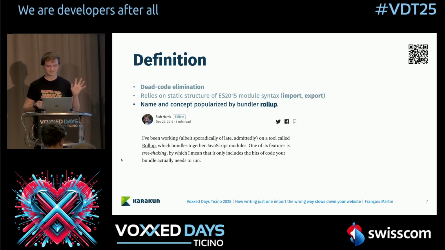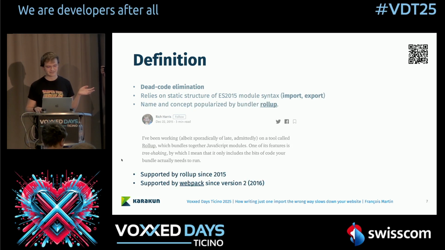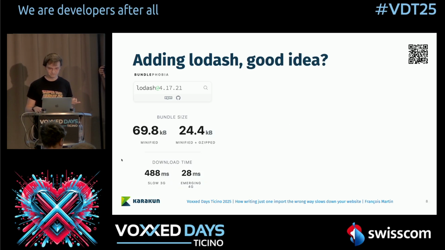So this was the post that originally was made, where tree shaking was introduced into Rollup. So you can see it was quite a long time ago, 2015. And also it has been supported by Webpack since version 2, which was in 2016. So it's a feature which has been included for a very long time.